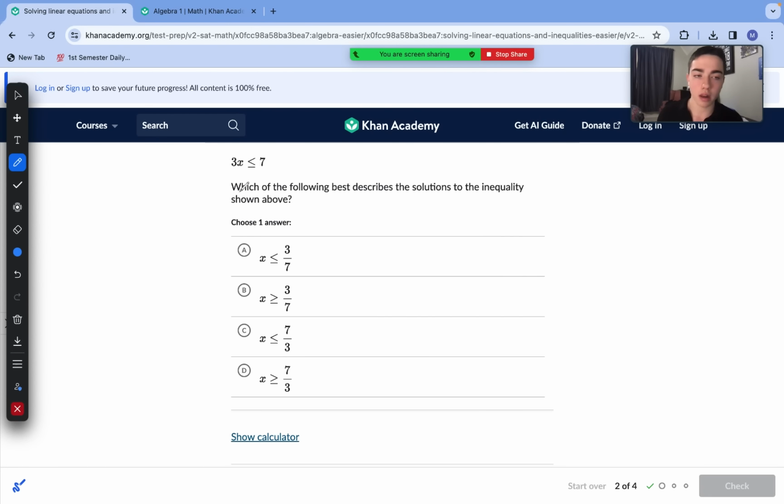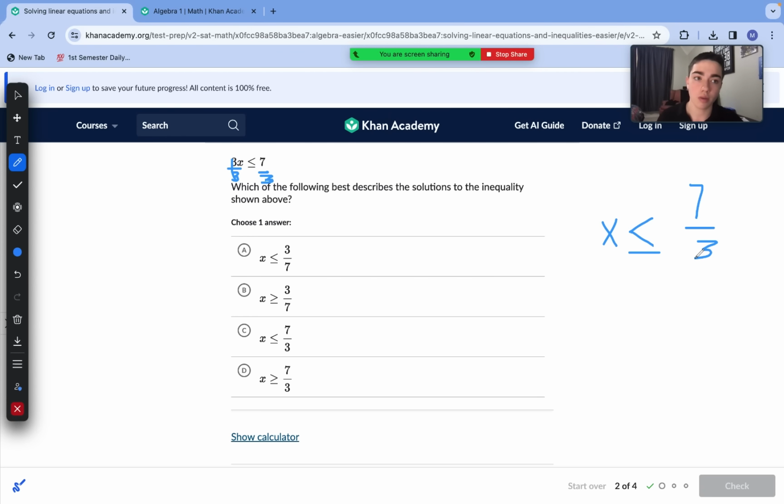Whenever a constant or a coefficient in this case is right next to a variable, they are multiplying with each other. So in order to get rid of that, we need to divide by 3 on each side. So we divide by 3 for each term. 3 divided by 3 cancels out to 1. 1x is equal to x. And then we have 7 over 3 here, less than or equal to 7 over 3. So our sign does not change here.